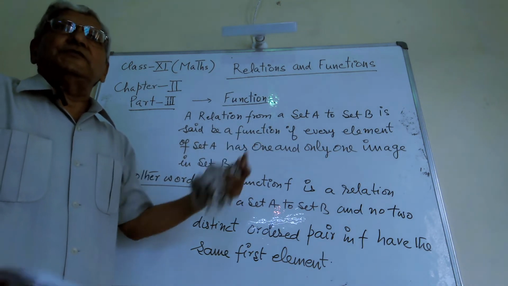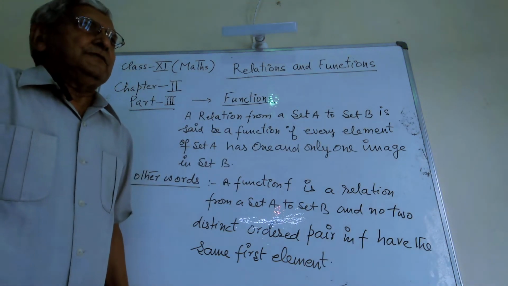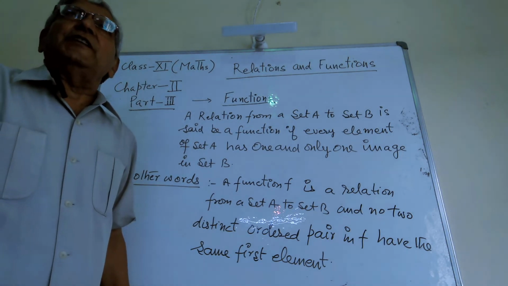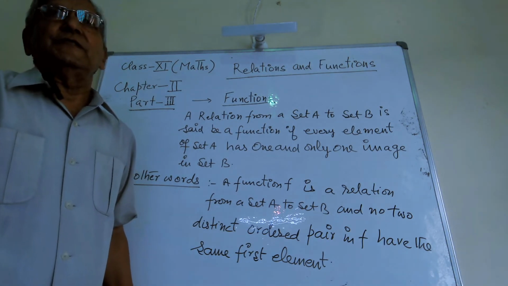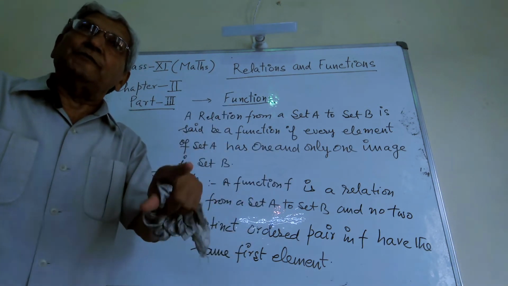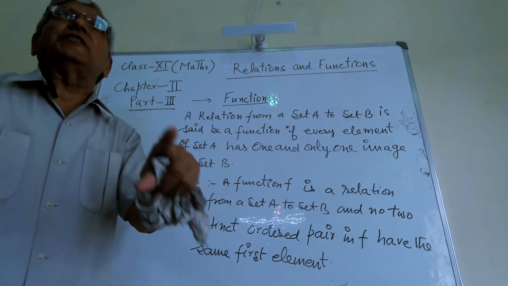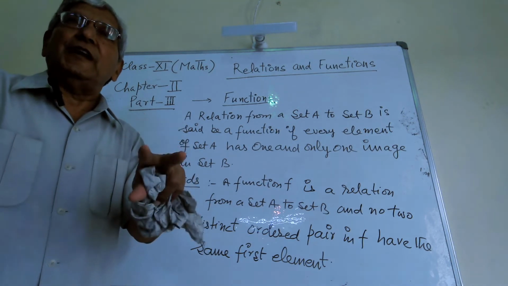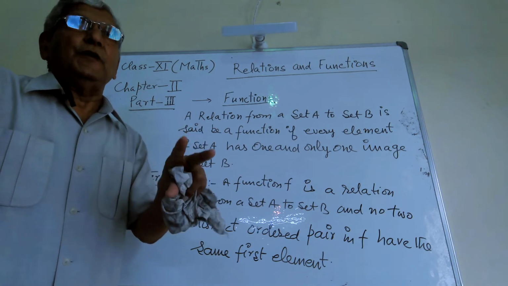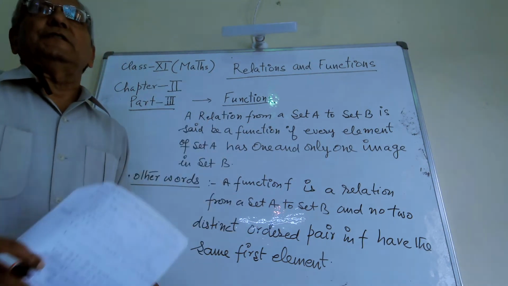My dear students, in the second part, you have seen so many relations, but all the relations were not functions, because every element of set A should have a distinct image in set B. The condition is that every element of set A should have one and only one image in set B.